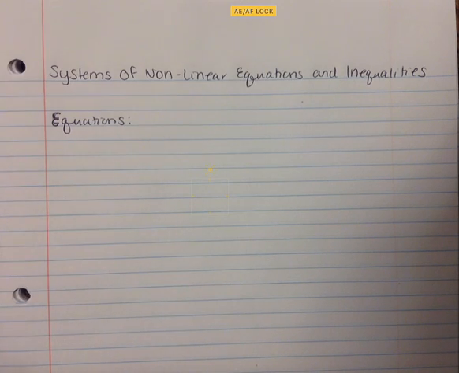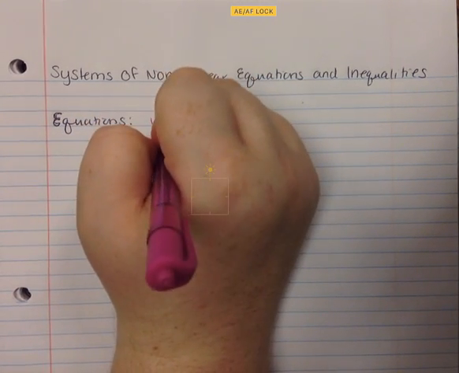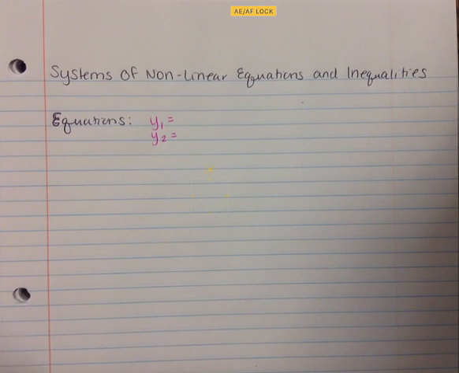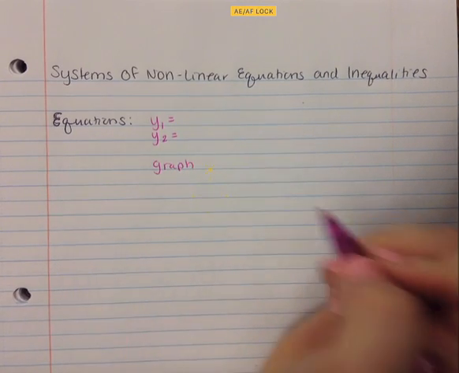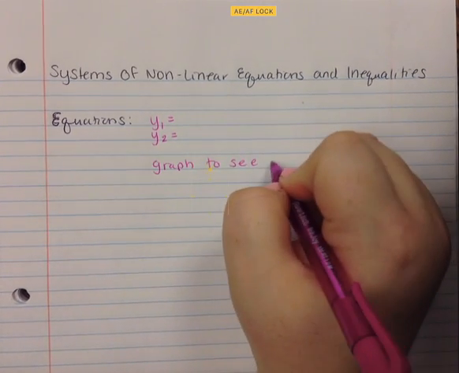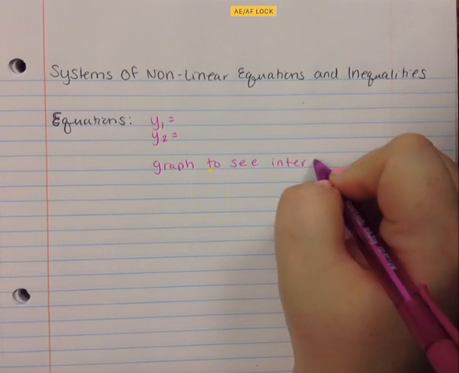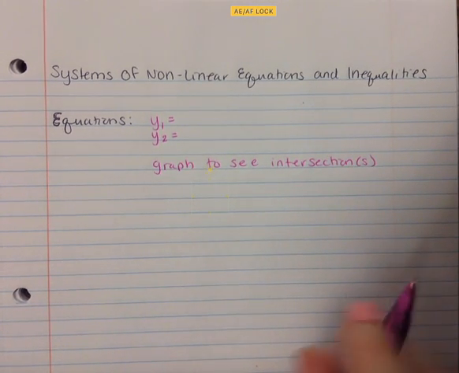So for equations, we still do the same steps that we've always done. We still want to get our equations in y1 equals and y2 equals. We've got to put them into the correct format. Then we're going to graph. We're going to press graph to see the intersection or intersections, because there might be multiple ones now that we're dealing with nonlinear.